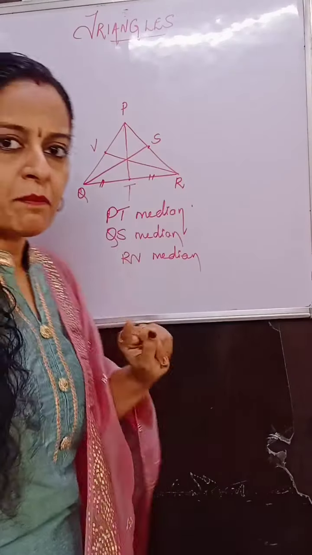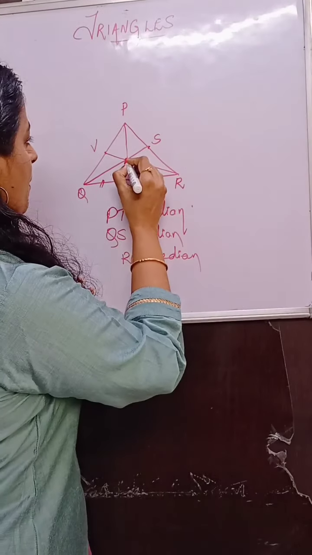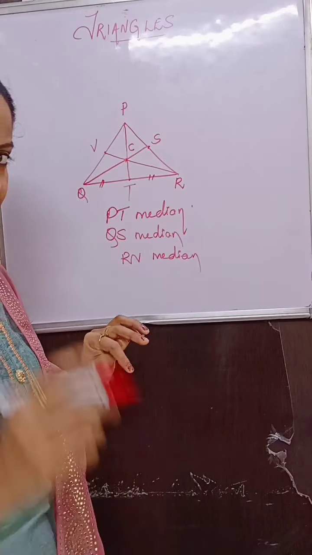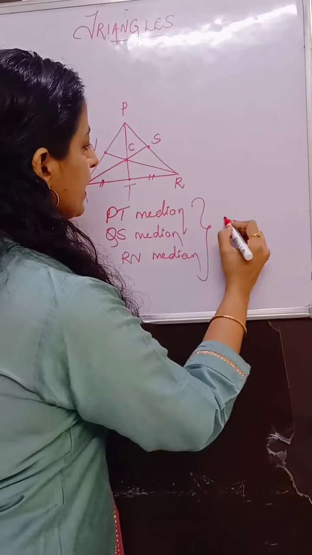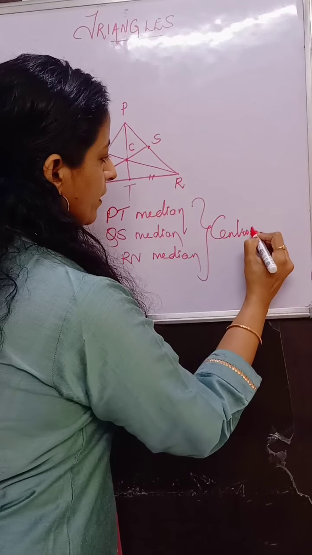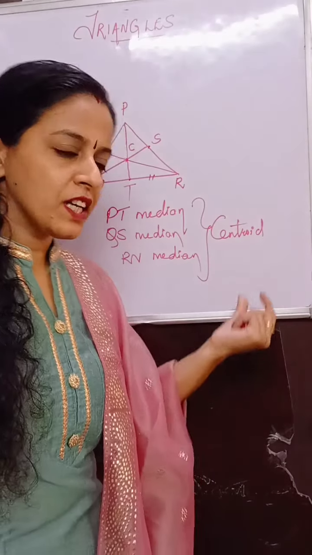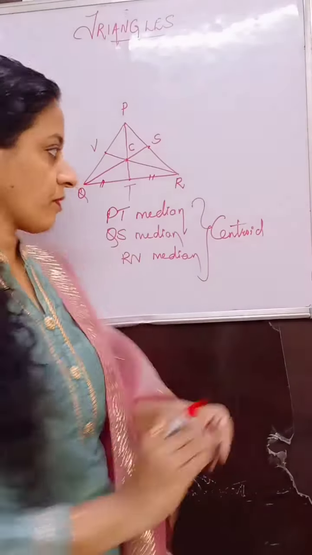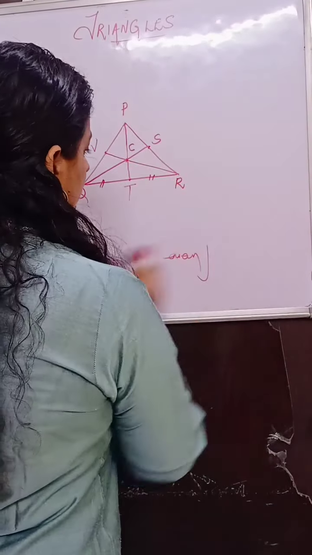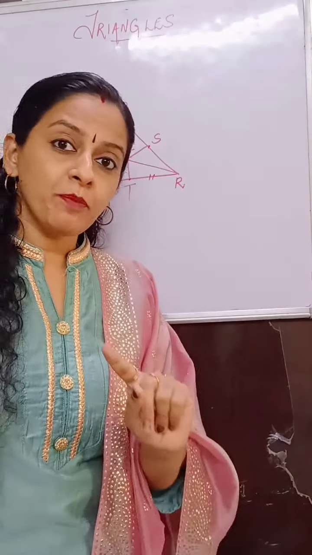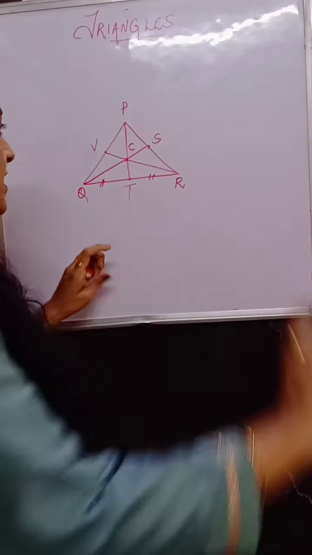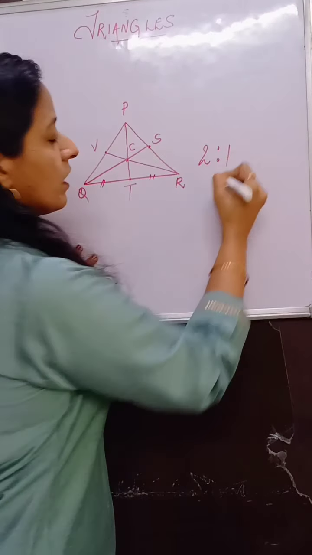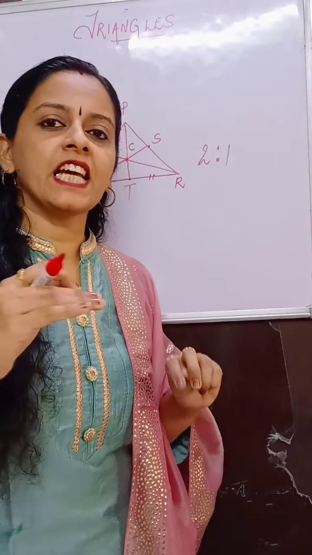And all these three medians are concurrent, means they meet at a single point. This point is called the centroid, C. The point of concurrence of medians is called the centroid. Now one important property of centroid is that the centroid divides the median in the ratio 2:1.